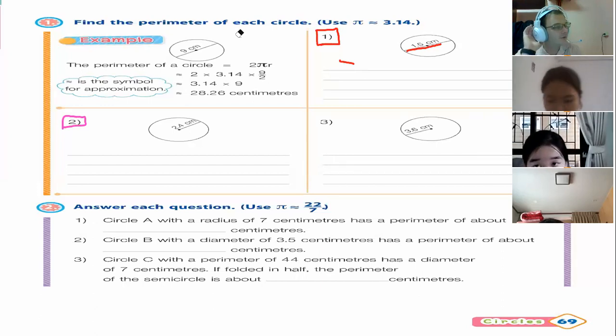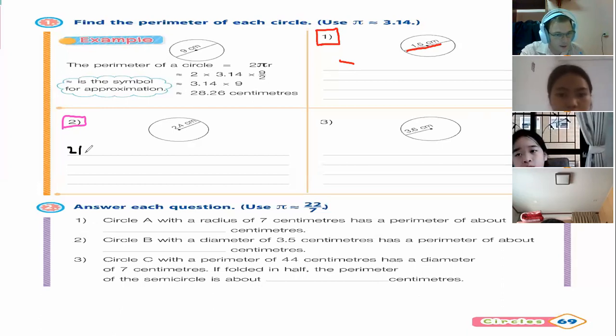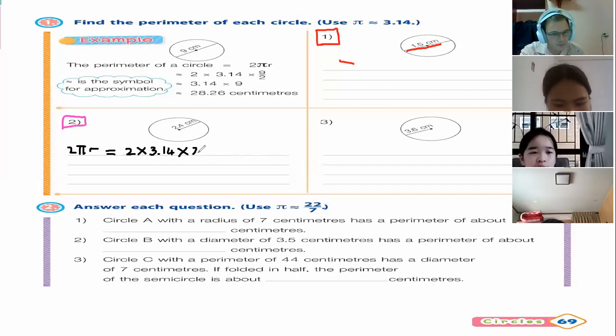What is the formula for number 2? 2 pi r, okay? 2 pi r. And that will equal 2 multiplied by 3.14, multiplied by 2.4. So first we can multiply the first and the last number to make it easier.